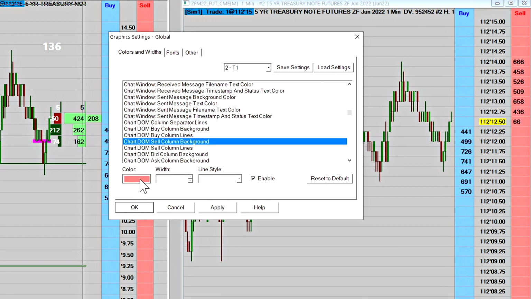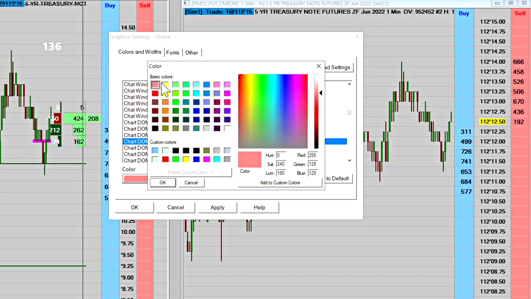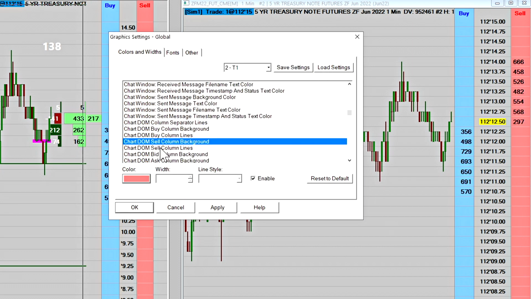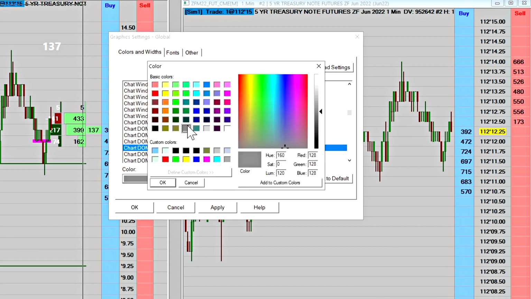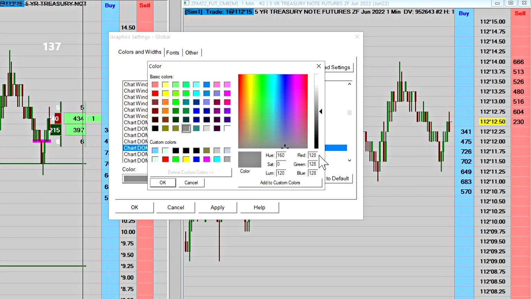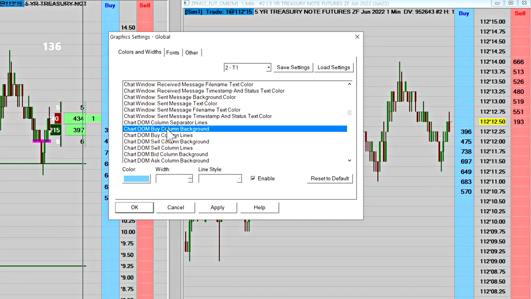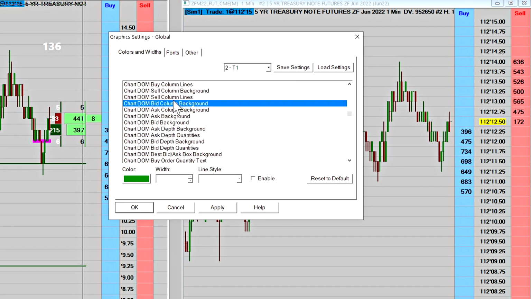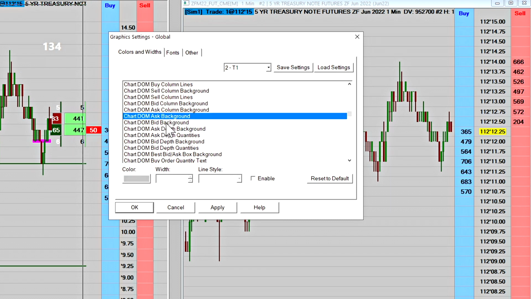The sell column background is set to this top left red here, which RGB is 255, 128, 128. That's the color for our sell column. And the lines are set to the same gray as we had on the buy column right there. The dark gray 128, okay? Let's keep going. Ask and bid background.